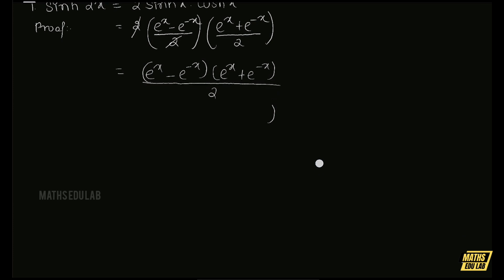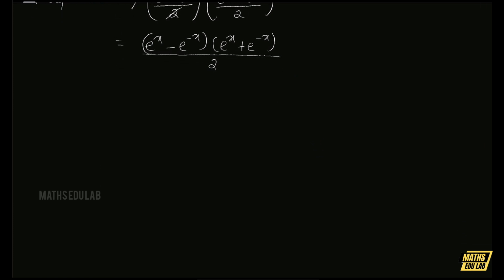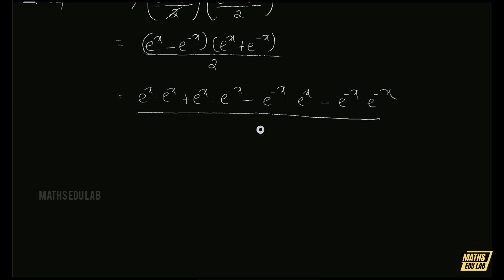Now let's multiply these terms. On multiplying, we get e to the power of x into e to the power of x plus e to the power of x into e to the power of minus x minus e to the power of minus x into e to the power of x minus e to the power of minus x into e to the power of minus x upon 2.